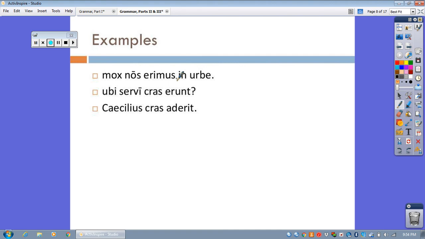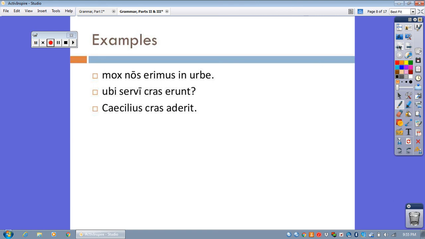Let's take a look at a couple of examples using forms of that irregular linking verb. Mox nos erimus in urbe. Soon we will be in the city. Ubi servi cras erunt? Where will the slaves be tomorrow? What's cras mean again? Tomorrow. Where will the slaves be tomorrow?